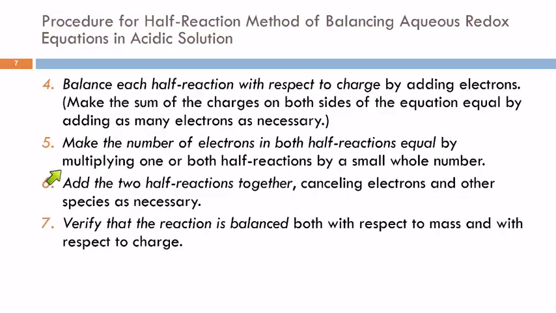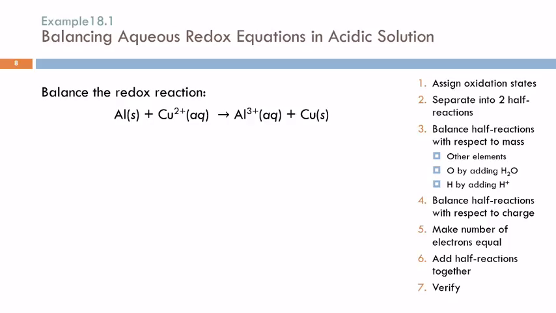After you've got the number of electrons equal, then you add the two half reactions together. You're going to cancel out the electrons and other things that cancel out, and then you should always double check that it's balanced at the end, both with respect to mass and to charge. So let's do a couple of examples. Here I've got the summary of the instructions over here. So let's balance this redox reaction.